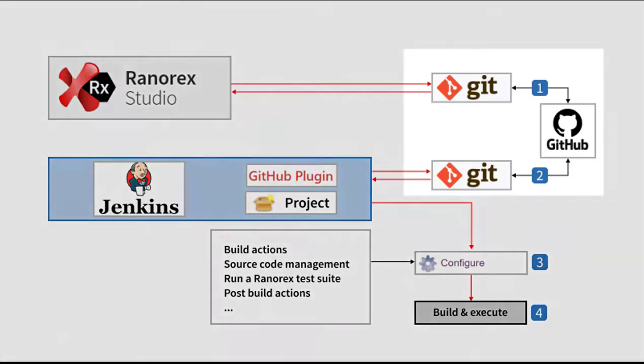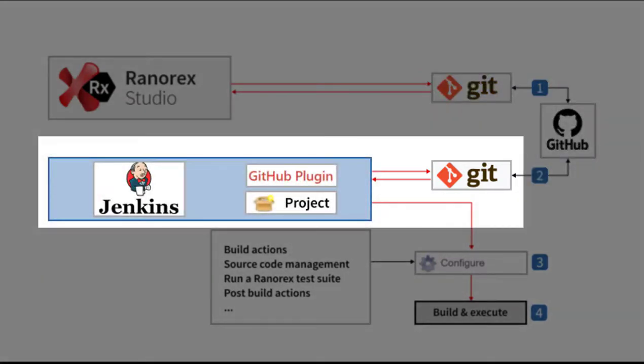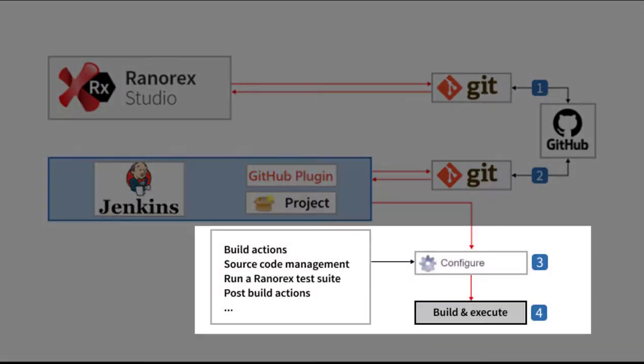Ranorex Studio integrates with Git and it's stored in the GitHub repository. That interacts then with Jenkins, where there is a GitHub plugin and the project. And then, of course, you configure the build actions and the source code management. You run a Ranorex test suite and post build actions, and then you build and execute the test case from within Jenkins.